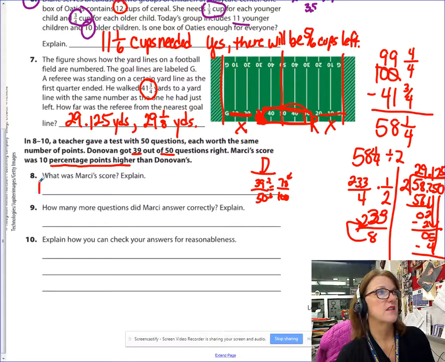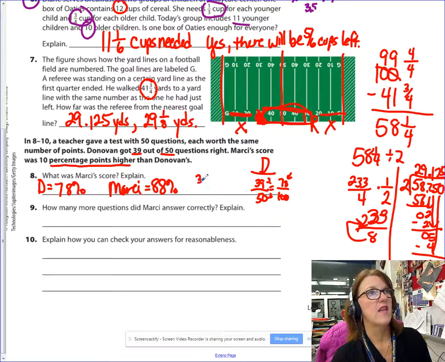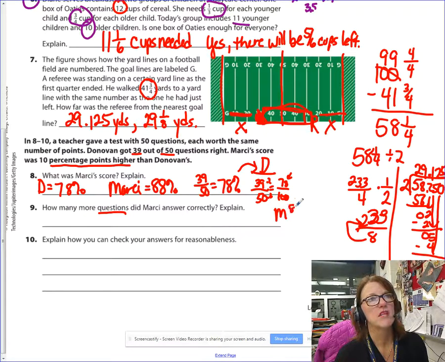So Donovan scored 78%. Marcy's score was 10 percentage points more. So Marcy would have gotten 88%. And the reasoning is that 39/50ths is 78%. And there's my work to justify and show why that's true. Number 9 says, how many more questions did Marcy answer? Well, I don't know how many she answered just yet. Hold on. So show this work, Marcy got 88 out of 100 for the percentage.